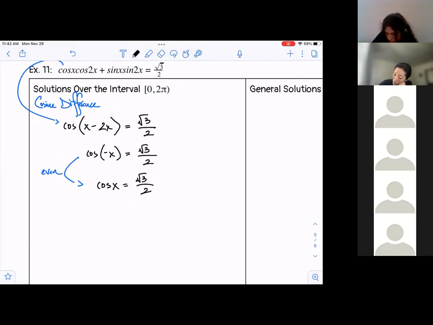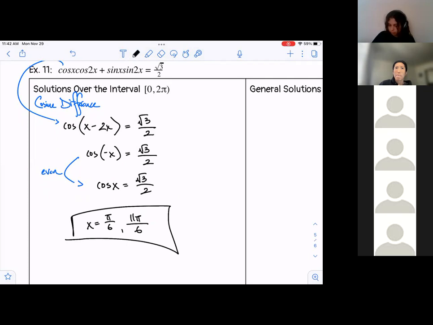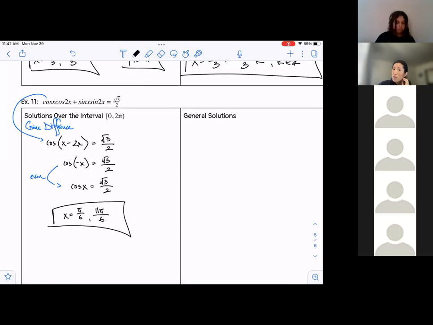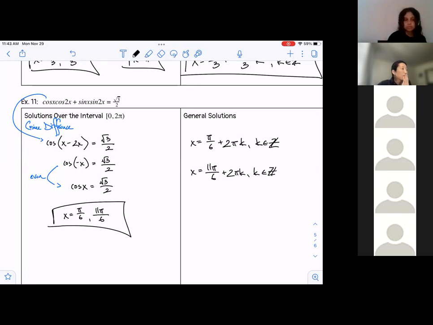And so now we just go to our unit circle. I believe we get pi over 6 and 11 pi over 6. Someone check me on that, is that correct? Yeah, pi over 6, 11 pi over 6. I don't think there's a shortcut way for writing those, so we would just have to brute force write out our two general solutions. All right, any questions on example 11?